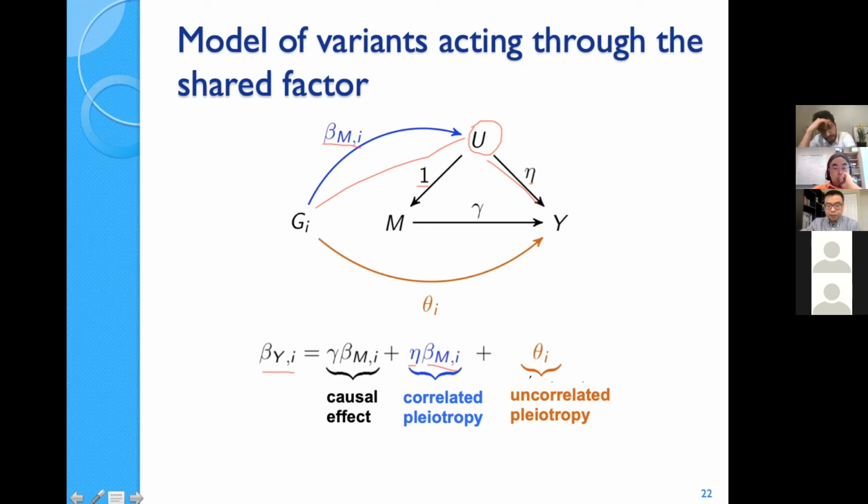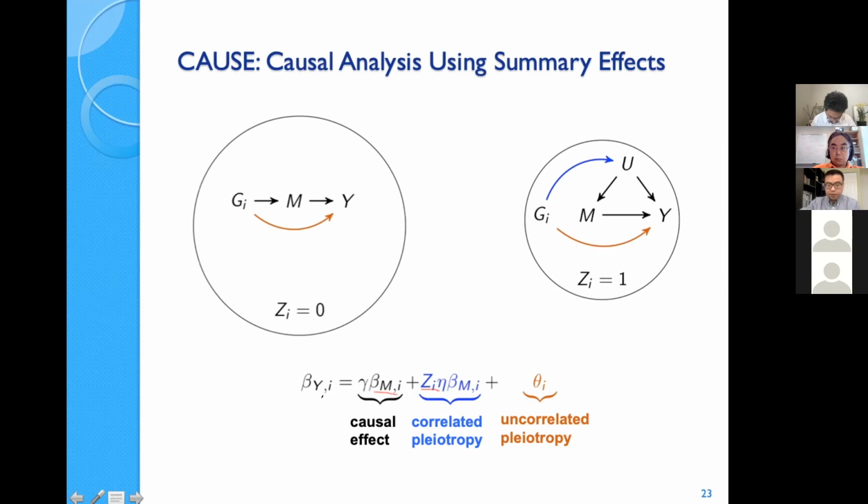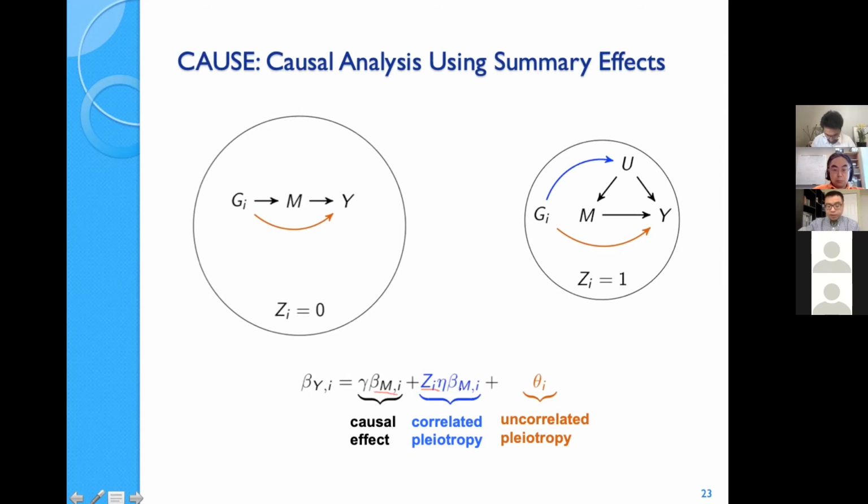So now we have 3 parts, and we have an extended regression model. Now we can put these models together. We call this model CAUSE, for causal analysis using summary effect sizes. So we can write a single model. It is basically the same as before, except that we have this additional indicator variable. When ZI equals 0, the second term disappears. That's the first case. When ZI equals 1, it reduces to the second case we talked about. So it's basically a regression model of YI, the effect of the variant on the phenotype, and the effect of the variant on the exposure M. It's somewhat different from the standard regression model in that it has an error term, and secondly, it has this unobserved hidden variable ZI. But basically, it's a regression model.